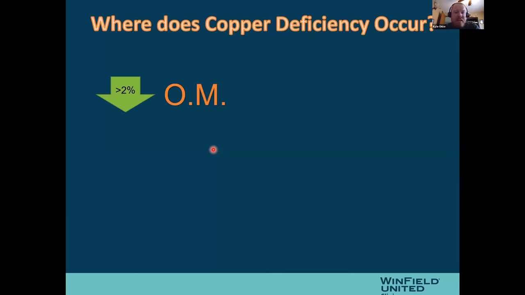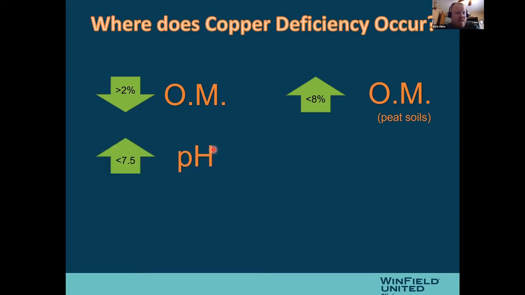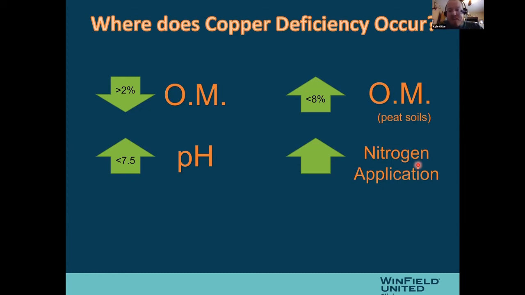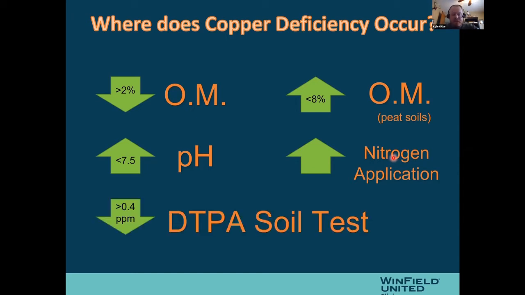But where does that occur? It's low organic matter or really high organic matter. So if you're under 2% OM, or you're in peat soils, generally 8% or higher organic matter. If you have soil pHs greater than 7.5. Remember when I was saying earlier about nutrient interactions, if you have a very high nitrogen application, so we're shooting for high yield wheat, we're putting on over 100, 150 pounds of units of nitrogen, this could actually inhibit copper uptake in the plant because we have an excess of nitrogen within the plant. And then, of course, if your soil test is below 0.4 parts per million.